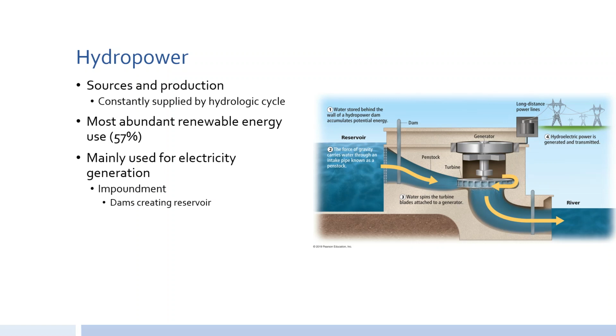Impoundment is where we have a dam, we create a reservoir. So here you can see we have that river kind of back up behind here, and then we control how much water goes through. It turns that turbine again, and then we capture that kinetic energy as electricity, and then it's transmitted. And then we have run-of-the-river systems, where a portion of the river is diverted through a powerhouse, which is generally less environmentally destructive.